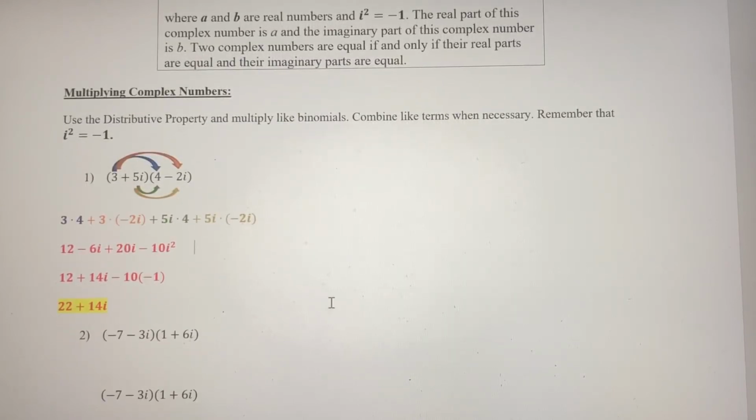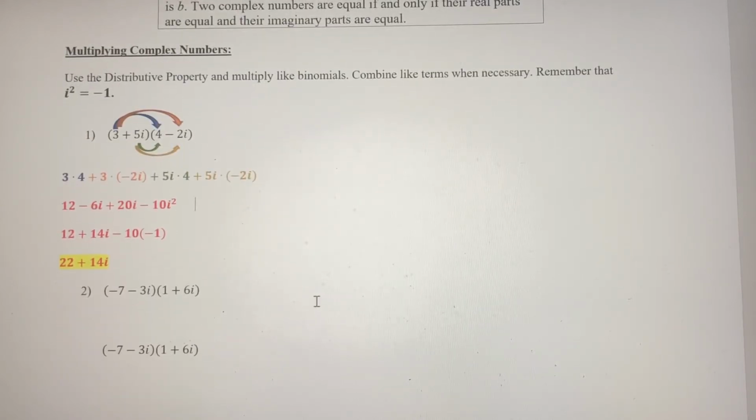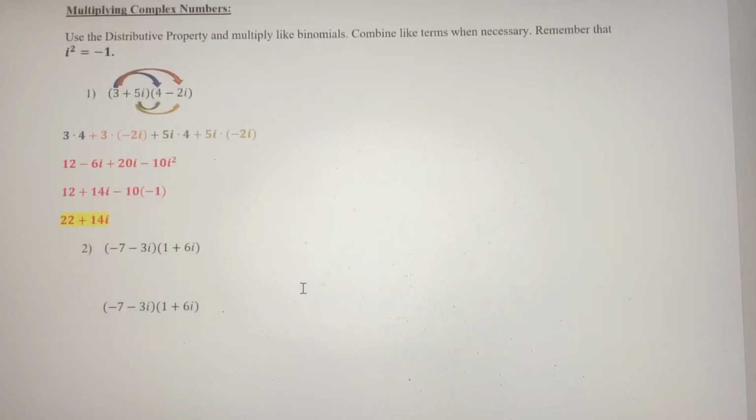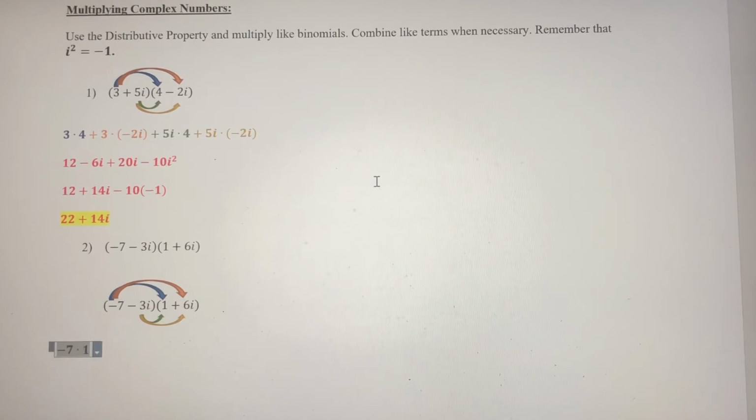Okay, pause the video, give number 2 a try, and then come back and check your work. All right, using the same process, again, we're going to multiply just like we would binomials. So it's -7 times 1. It's -7 times 6i. Then it's -3i times 1. And -3i times 6i. All right, so let's put all those together, and I'm going to color code again here. So we've got -7 times 1. We've got -7 times 6i. We've got -3i times 1. And we've got -3i times 6i.